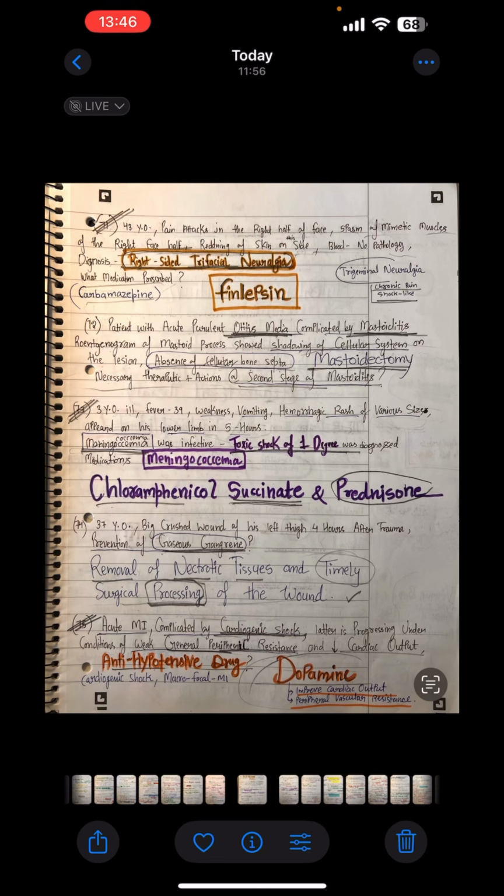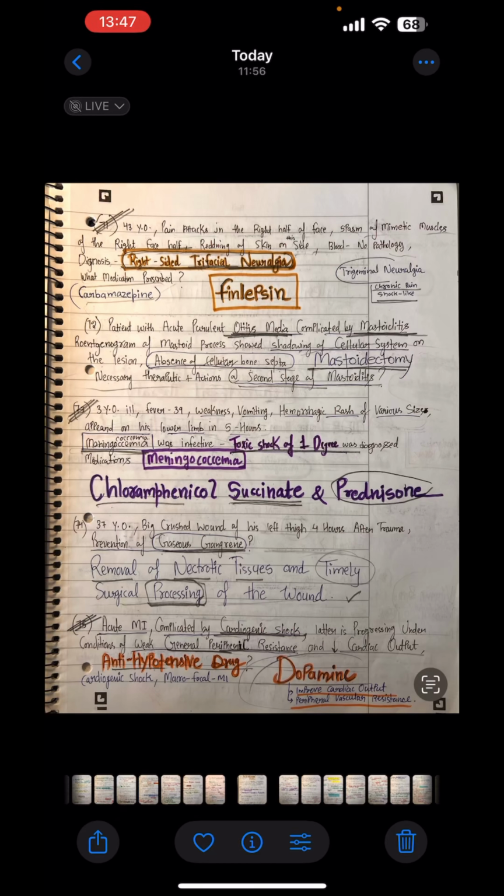Next patient says there is a big crushed wound on his left thigh 4 hours after trauma. Prevention of the gaseous gangrene. So sir, gangrene we want to prevent this time. So what you will do, you will just remove the necrotic tissues, timely surgical processing of the wound. So sir, if we monitor the patient well, then we can prevent the gaseous gangrene, right?